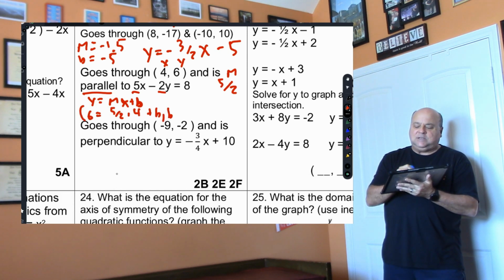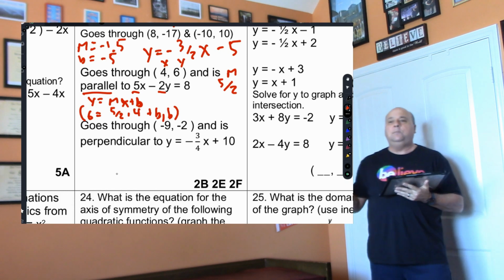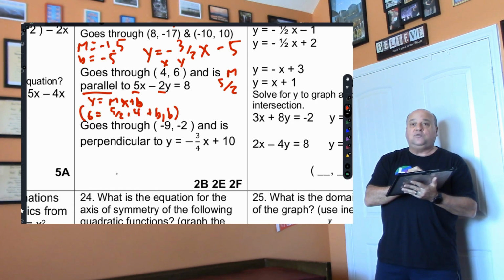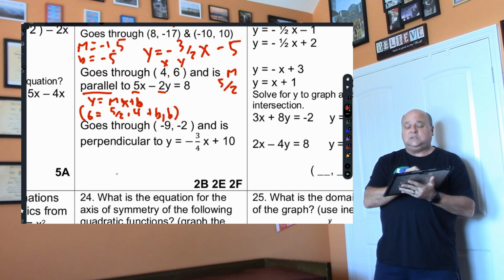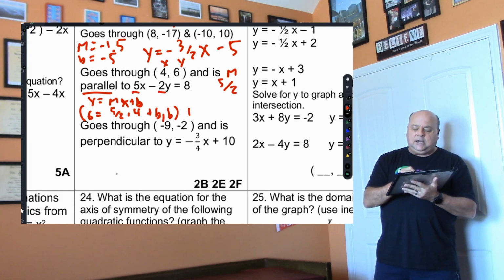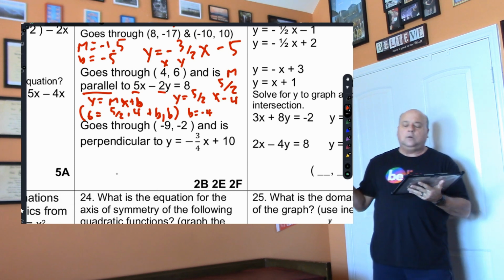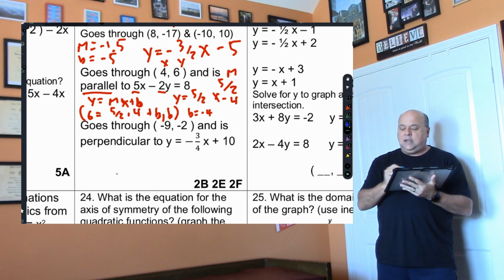You're going to type this into nsolve and solve for b. I can do this in my brain, so that's what we're going to do. 5 times 4 is 20. 20 divided by 2 is 10. Move the 10 over, you get negative 4. So b equals negative 4. So our equation would be y equals 5 over 2x, and the b is going to be minus 4. So this right here would be the answer.